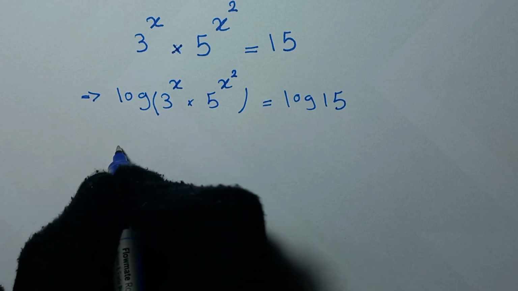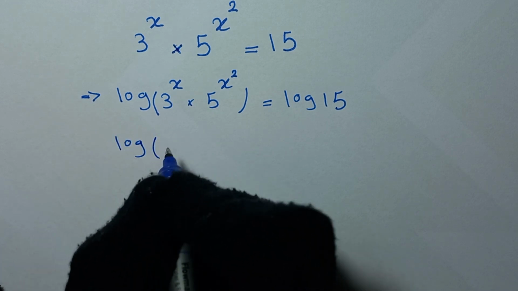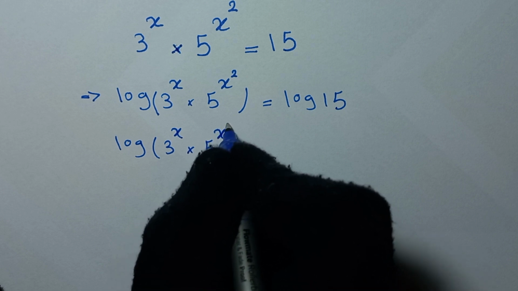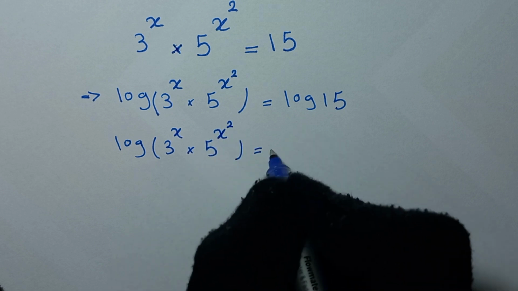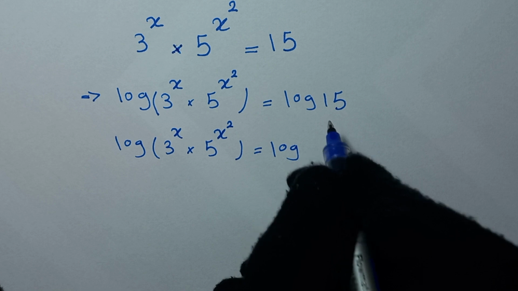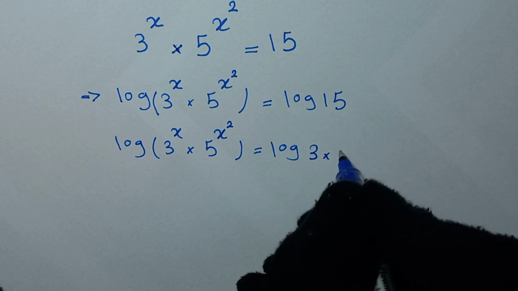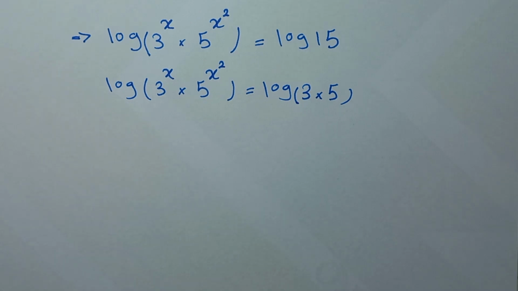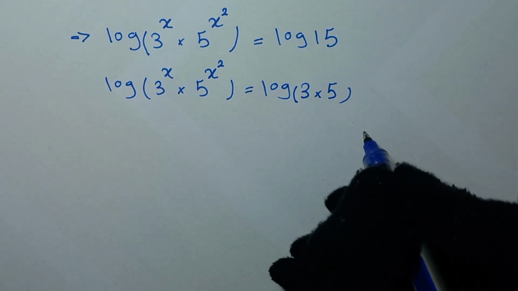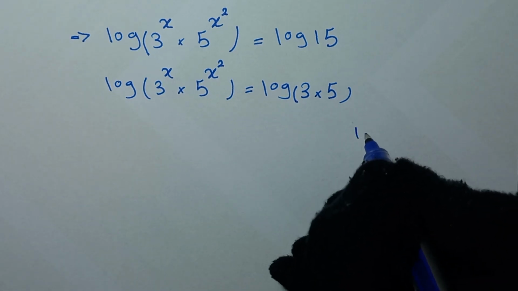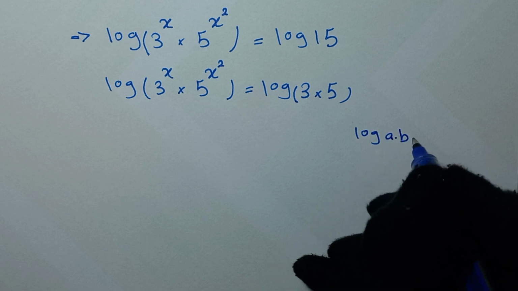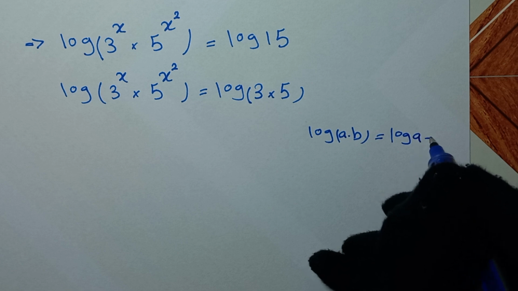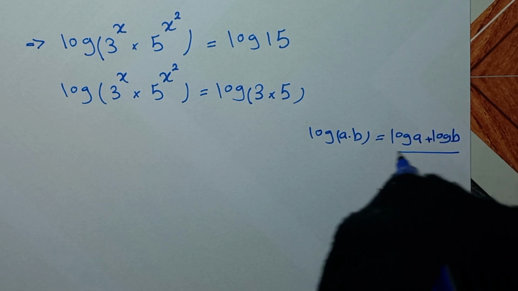And in the next step, it will be log of 3 to the power of x times 5 to the power of x squared is equal to log of 15. And we can write 15 as 3 times 5. So, in the next step, from log rules, if we have log of a times b, this is equal to log of a plus log of b.